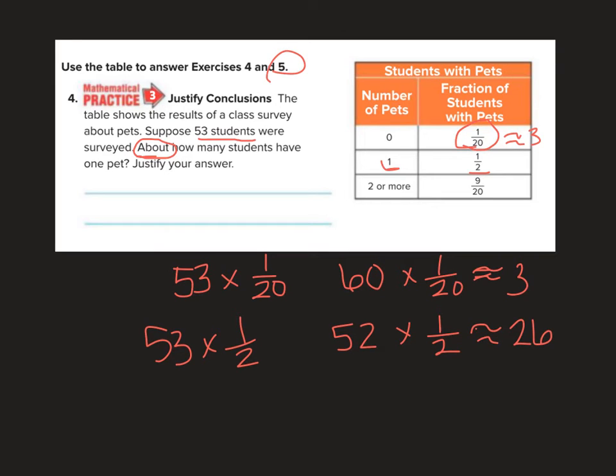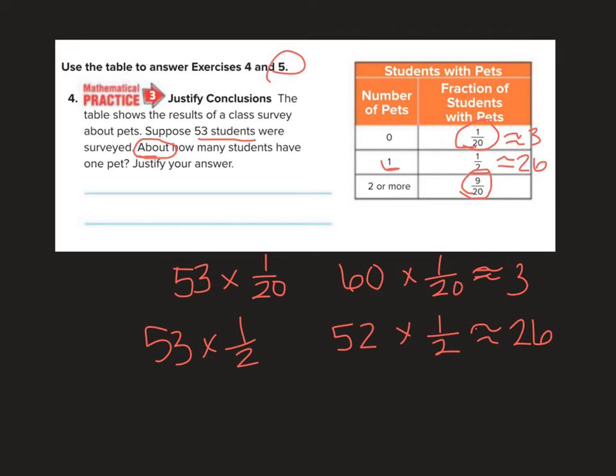Because if I add 1, 26 times 2 is going to get me to 52. So about 26 people have 1 pet. Now, 9/20. We have to think about this one. Is this a 1 on top? No, so I can't use compatible numbers.